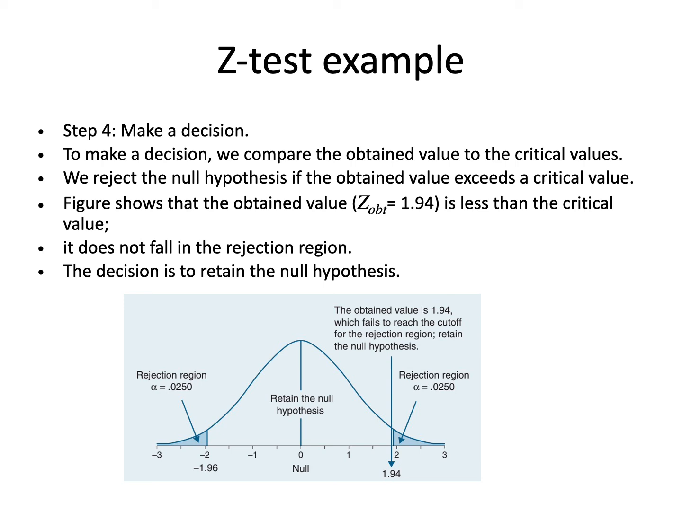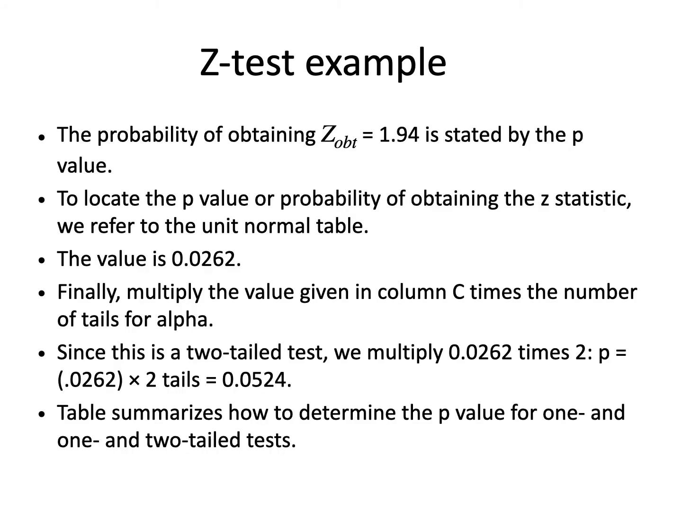As we can see, the critical value for the two-tailed non-directional test is 1.96, and our obtained z score is 1.94, which is less than the critical value, so we retain the null hypothesis. Now we can make the decision on the basis of the p-value as well.